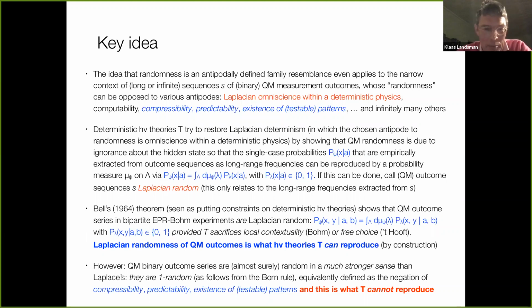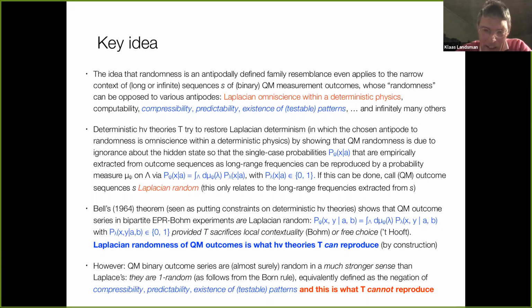There are other randomness notions I will not talk about. One randomness is the simplest one. But you can prove from the Born rule that the outcome sequences themselves have this randomness property. This is a theorem. And one advantage of this specific randomness property is that it's equivalently definable in three, well, apparently different ways. It has three different antipodes: compressibility and predictability and existence of patterns that turn out to coincide in this context. That makes this notion extremely attractive.